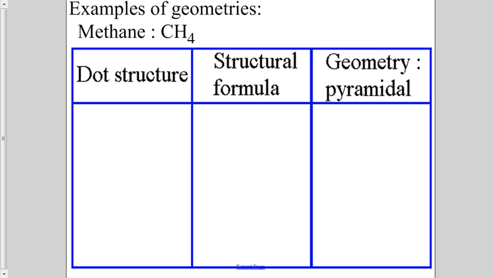What I expect you to be able to do with the VSEPR theory is if I give you a molecule such as methane, you should be able to draw the dot structure for that molecule.